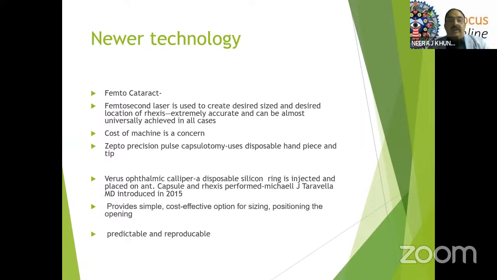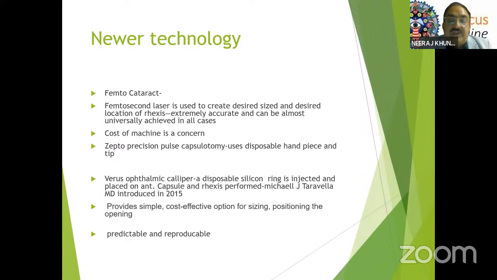These are the normal needle or the forceps manual capsulorhexis that all of us are doing, but now newer technologies are available, like femtocataract. Femtosecond laser is used to create the desired size and desired location of rhexis, extremely accurate and can be almost universally achieved in all cases. Here, cost of the machine is a concern. Also, the margins are not as good as in manual rhexis, because the electron microscopy picture shows a postage stamp type of serrations.